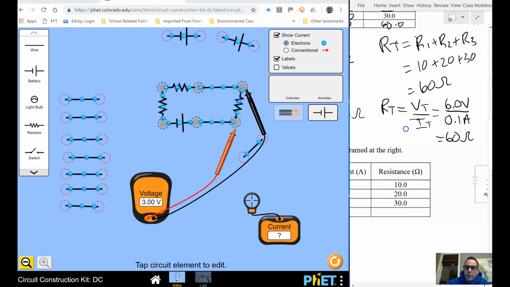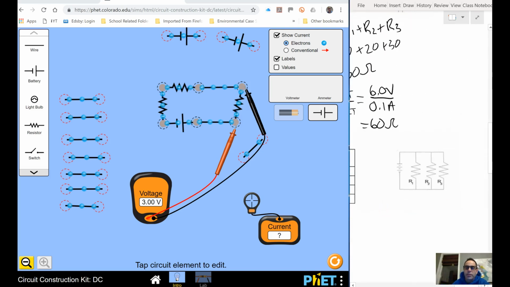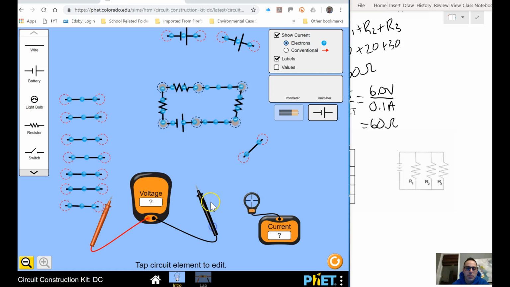Now the last question is a different type of scenario where we've got a parallel system, and the relationships are a little bit different for parallel circuits. So it's going to take me a quick second here to put all this together. So I'm just going to split everything up.